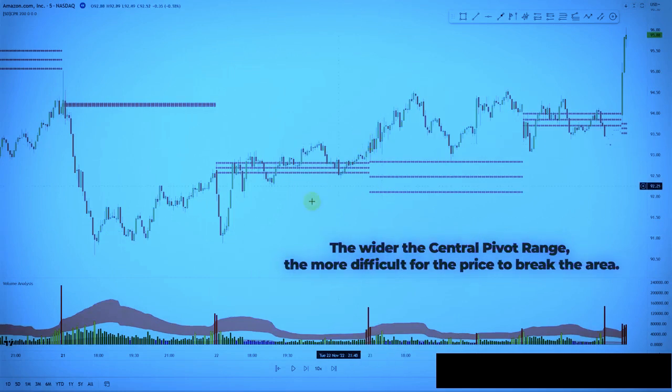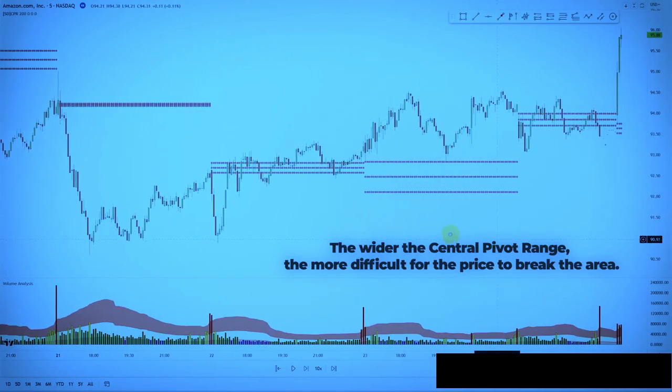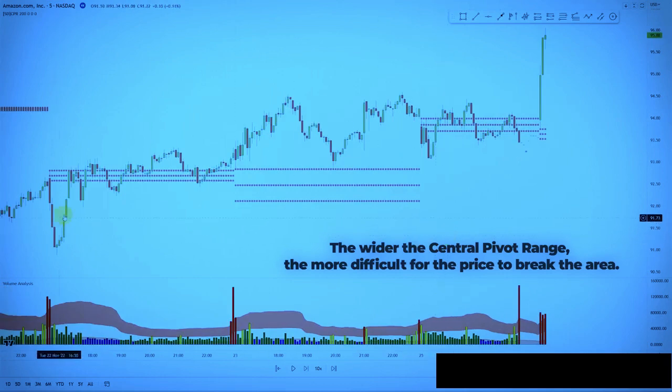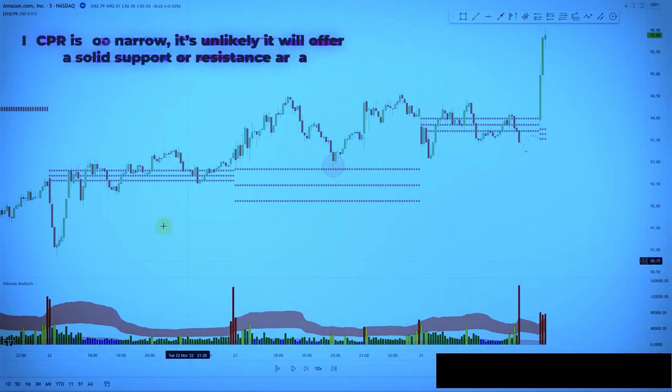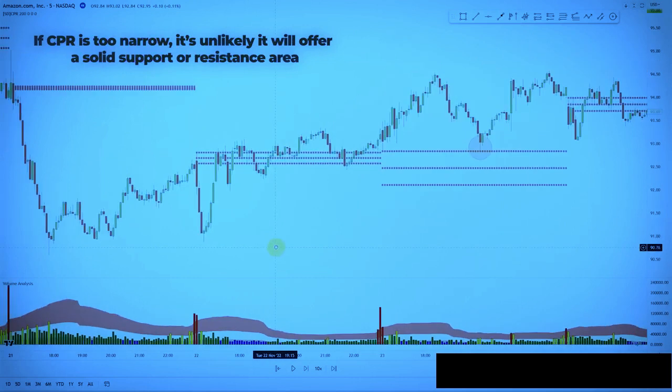The wider the central pivot range, the more difficult for the price to break the area. This basically means that wider central pivot ranges are more powerful than a narrow width CPR. Have a look at this chart. This was a wide CPR day, and when price retraced that area, it found support and was unable to go below it. And look what happened when the CPR was narrow.